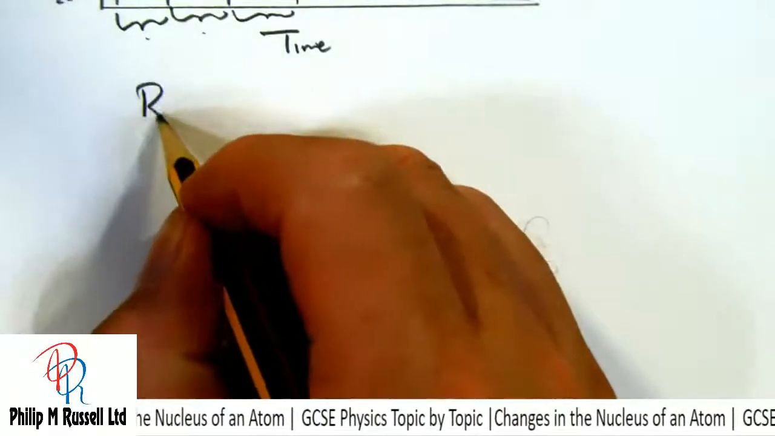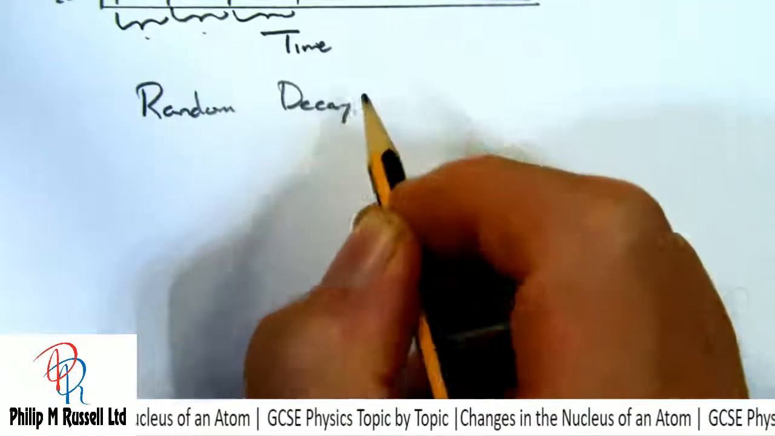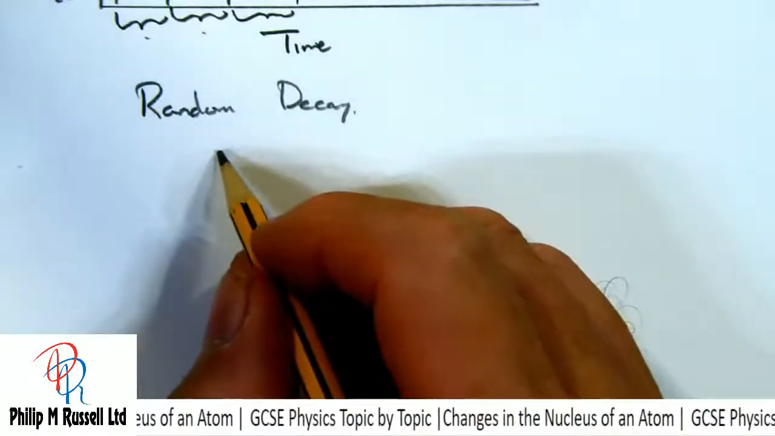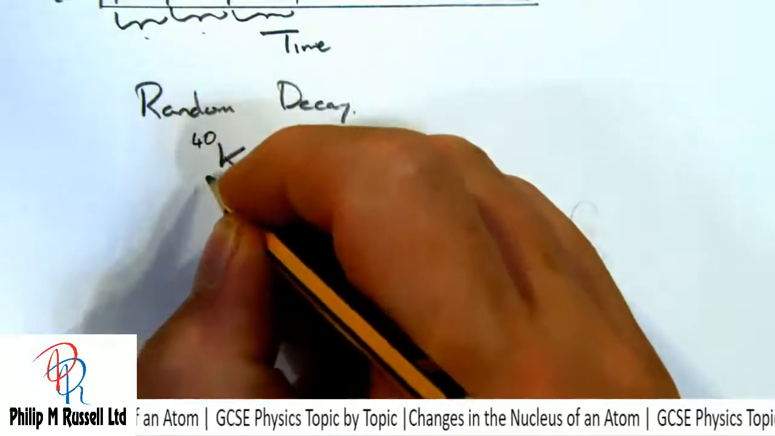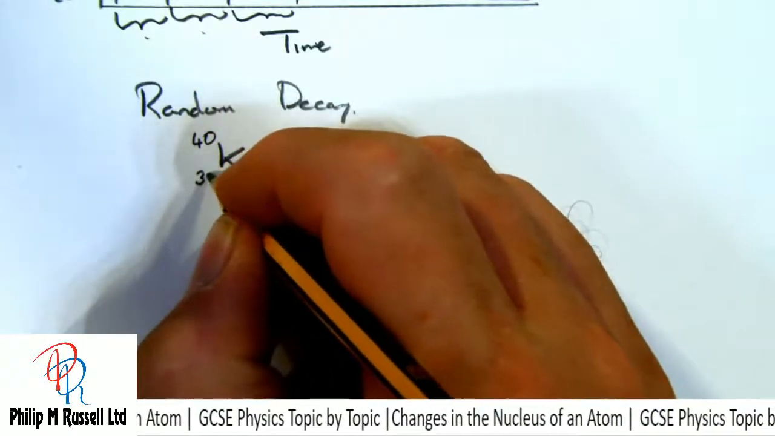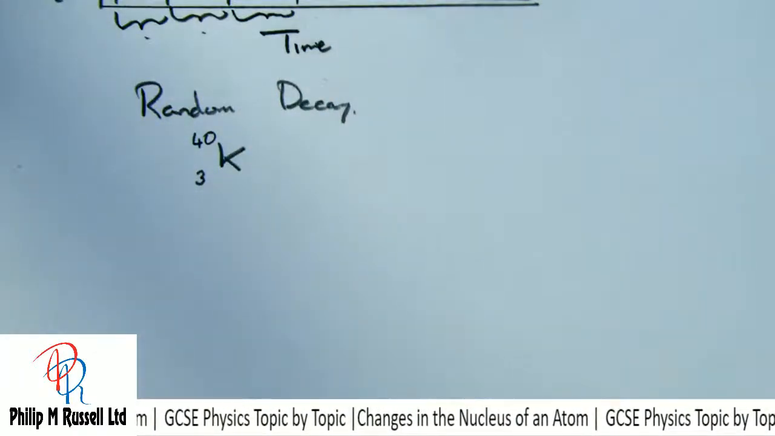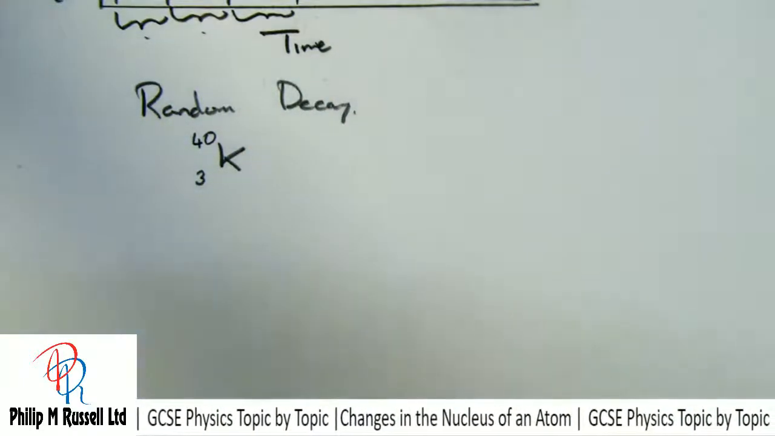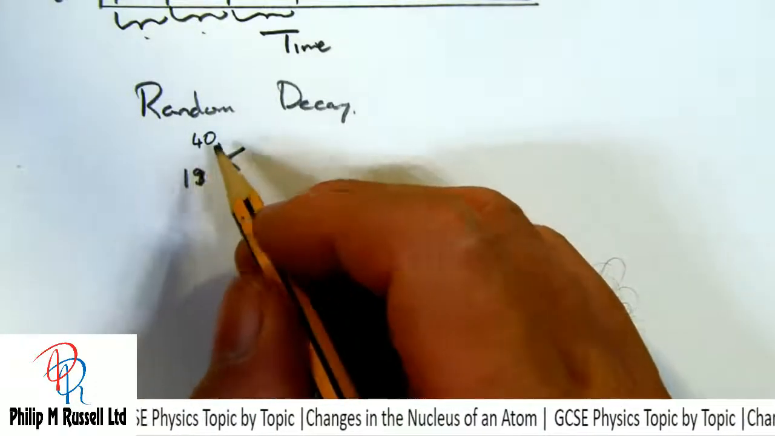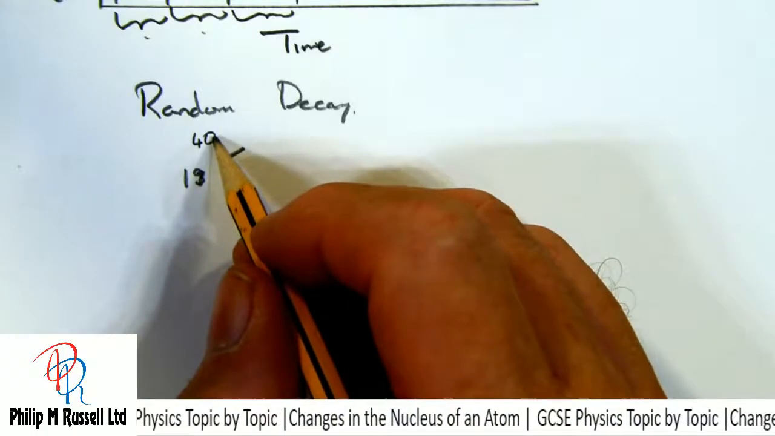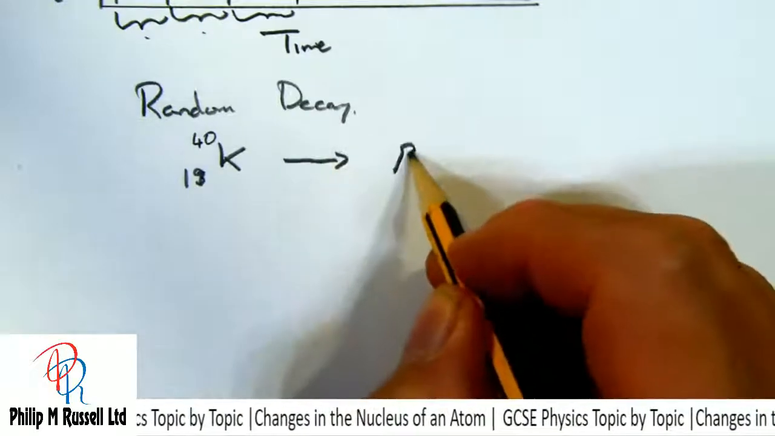It's a random decay of particles from one substance. So let's have here potassium. I was just trying to think of the numbers of potassium here. So that's going to be about 19, isn't it, for potassium, and it's got an atomic mass of 40. This will give out a beta particle.